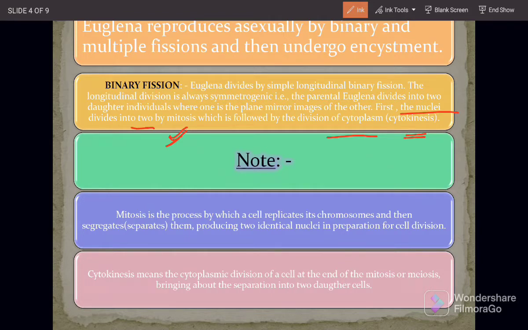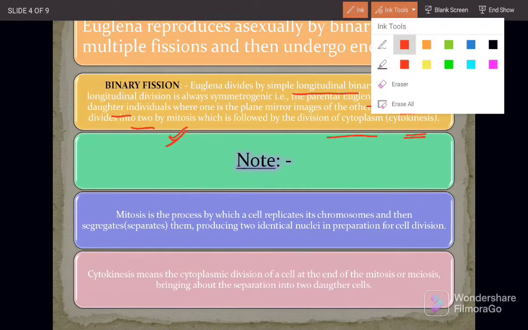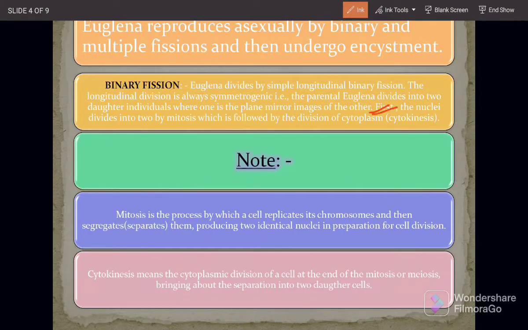As in binary fission, you understood that Euglena divides by simple longitudinal binary fission. Remember it: first, simple longitudinal binary fission. Then the longitudinal division is always symmetrogenic, meaning the Euglena divides into two daughter individuals, where one is the plane mirror image of the other, the carbon copy of each other. Then how does the process take place? First, the nucleus divides into two by mitosis, which is followed by the division of cytoplasm. First the nucleus will be divided into two, then the cytoplasm will be divided, that is cytokinesis.